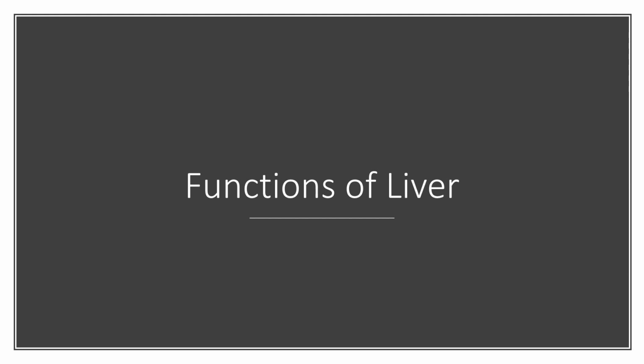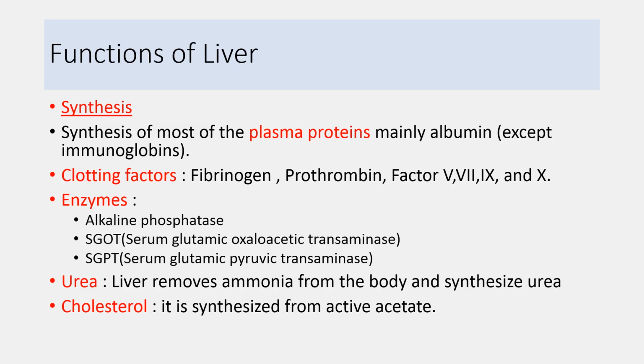Functions of the liver. Synthesis of most of the plasma proteins, mainly albumin, occurs in the liver. Immunoglobulins are not synthesized by the liver. Various clotting factors like fibrinogen, prothrombin, and factors 5, 7, 9, 10 are synthesized by the liver. So in a patient with liver disease, a decrease in the synthesis of plasma proteins produces hypoproteinemia and edema. A decrease in the synthesis of clotting factors produces a tendency towards hemorrhagic disorders.